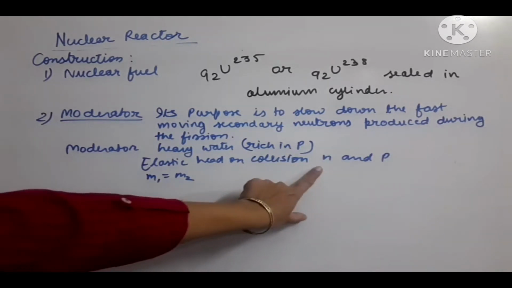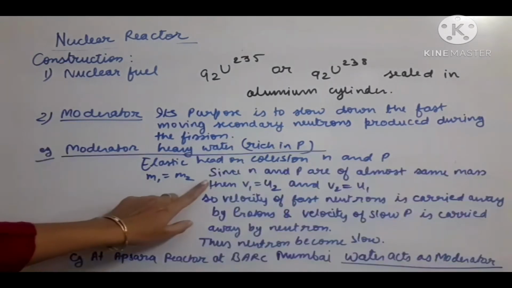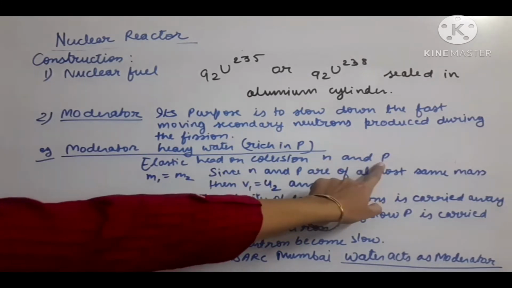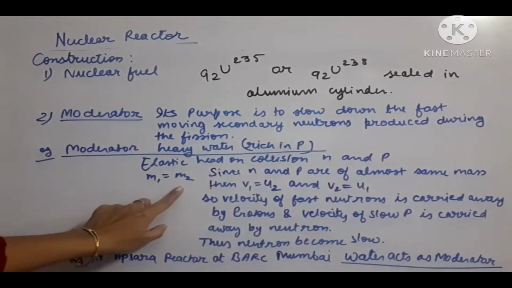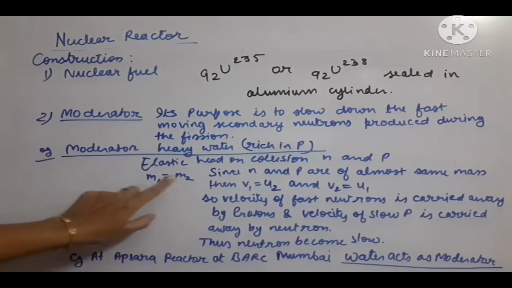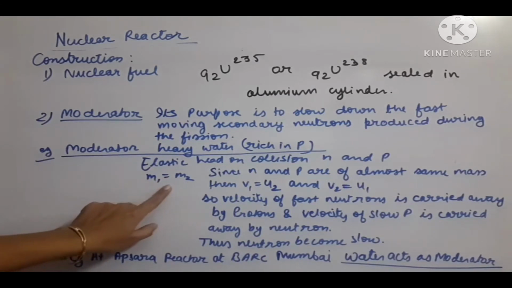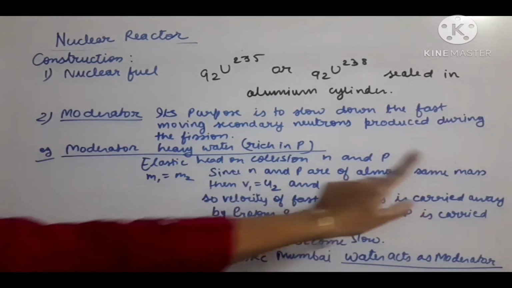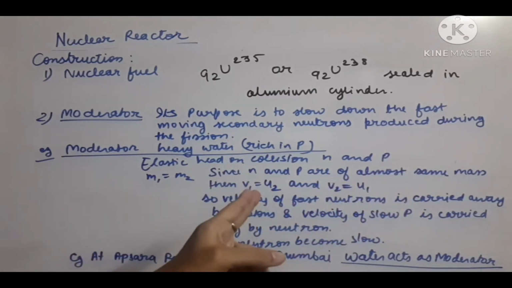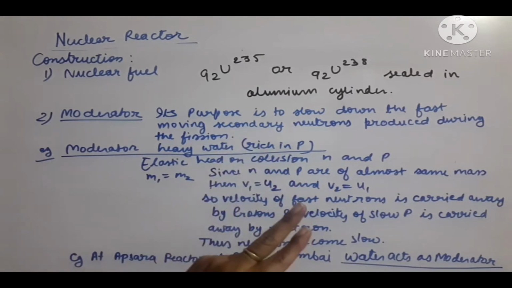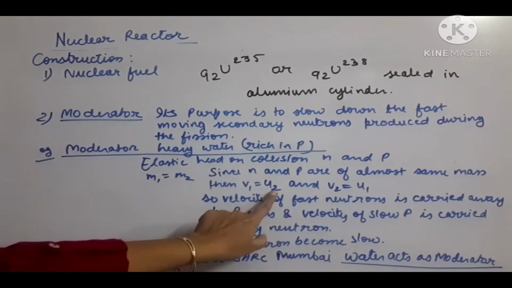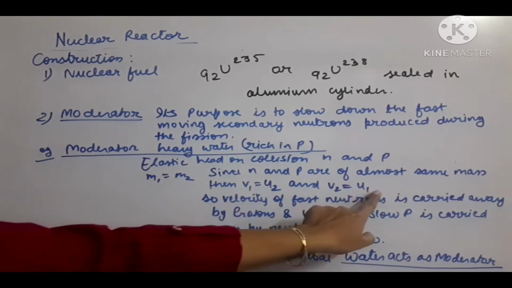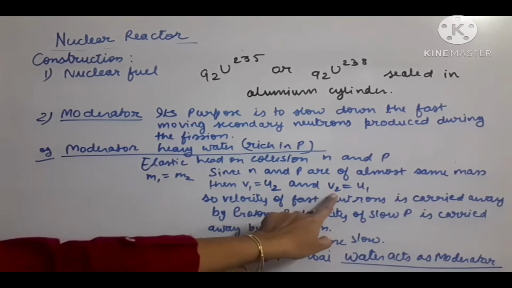So this way the neutrons become slow. Let us understand the detail. We do the elastic head-on collision of neutron and proton, and in elastic collisions in 11th we have already proved that if the masses of the colliding particles are same, and we know that neutron and protons are of almost same mass, then velocity after collision gets exchanged. So initial velocity of one particle becomes final velocity of the other particle.